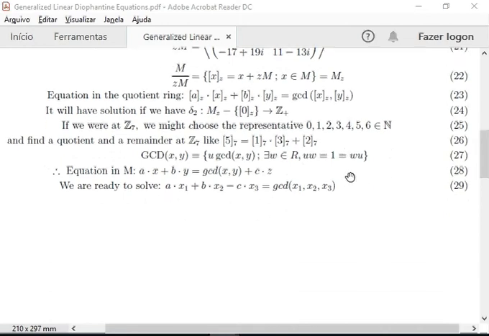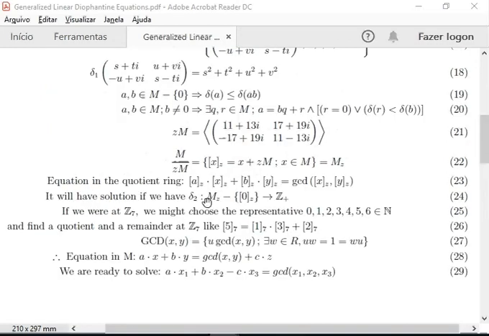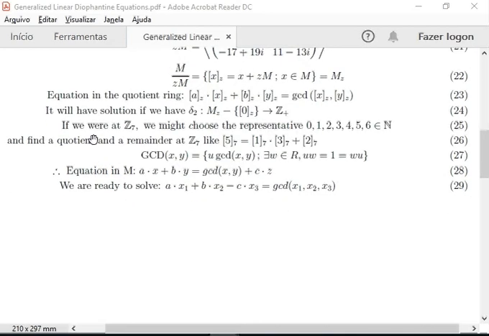Now we're going to solve an equation in the quotient ring. AZ times XZ plus BZ times YZ is equal to the greatest common divisor of XZ and YZ. This equation will always have a solution, right? It will have a solution if we have a gcd in the original space, and we need a gcd in the quotient ring.